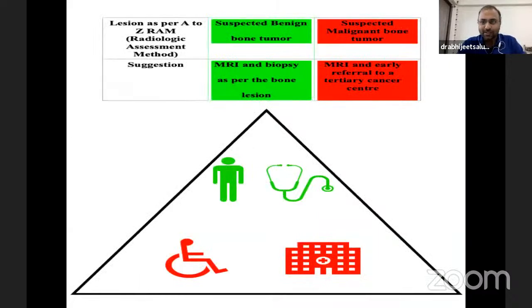So what is the significance of this A to Z RAM? If the lesion is suspected benign, what should be the treatment for it? We will go for MRI.